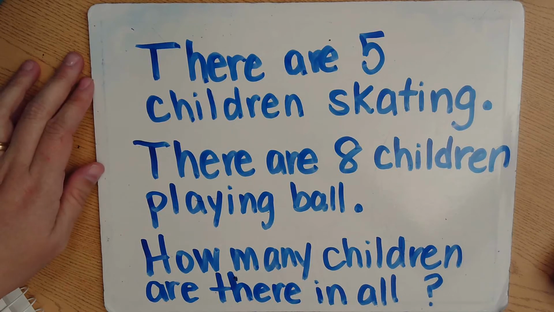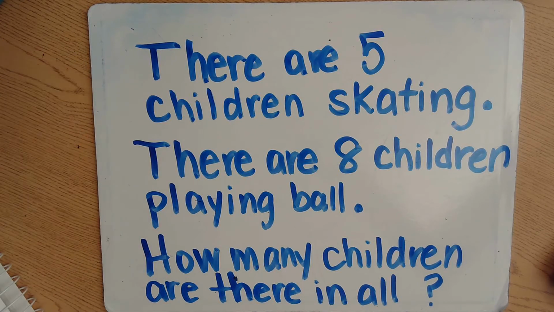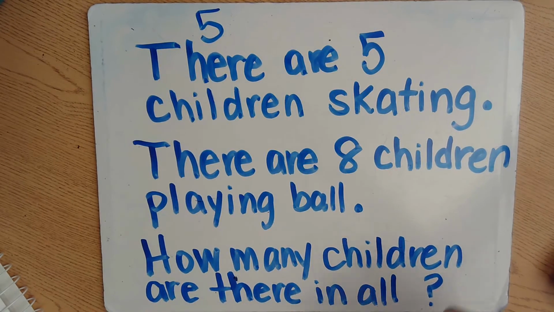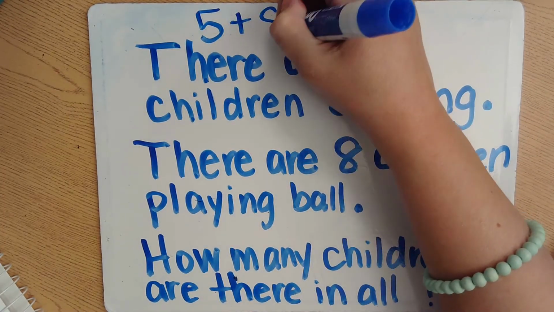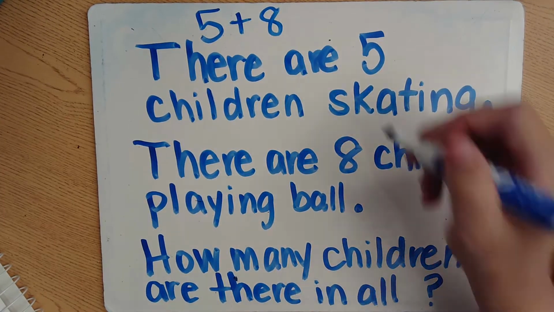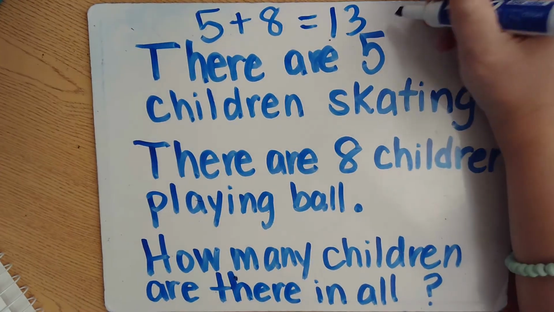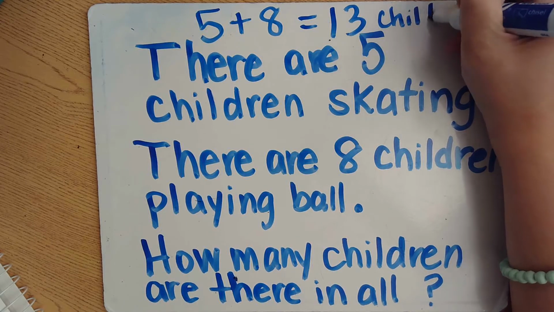One way that we can represent this problem is by writing an addition sentence, such as 5 children plus 8 children equals 13 children. And I'm going to write children after that number.